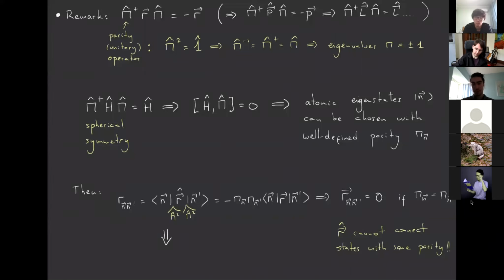And so something interesting that this also means is that the diagonal elements of R are equal to 0, okay? Because of course, n has the same parity as n, okay? So this is something that we will use, and it's very interesting to take into consideration.